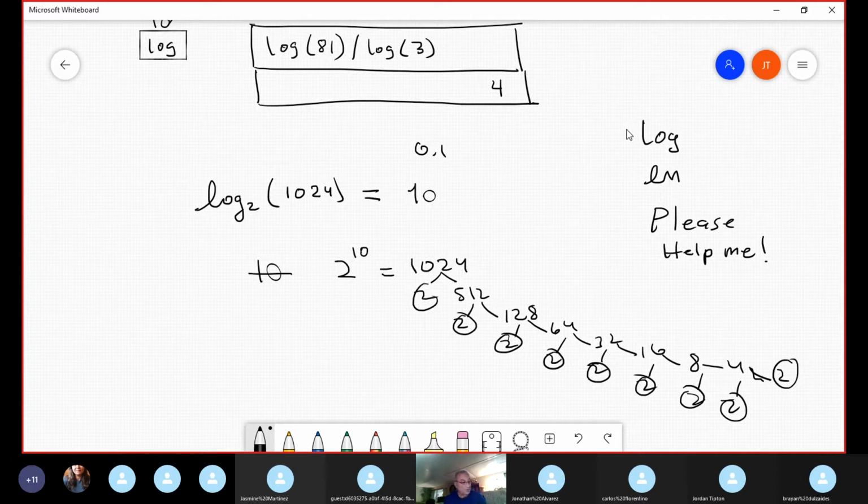Okay, 1024 divided by 2 is 512, divided by 2 is 256. I made a mistake here. So 1, 2, 3, 4, 5, 6, 7, 8, 9, and 10. 2 to the 10 power.